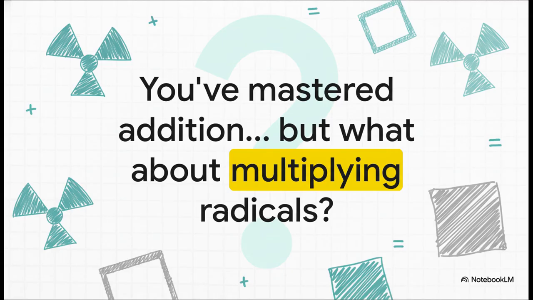But before we go, here's a little something to think about. We've totally nailed addition and subtraction, but what happens if you have to multiply? What if you had, say, the square root of 3 times the square root of 12? Is the rule the same? Do you still simplify first? Or is there a completely different secret for that?